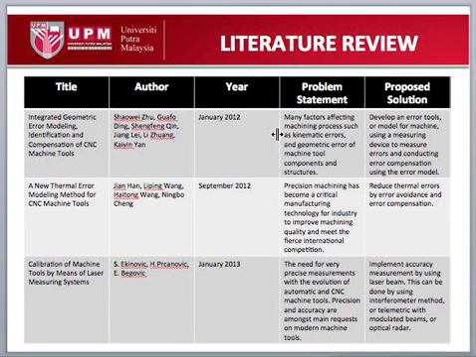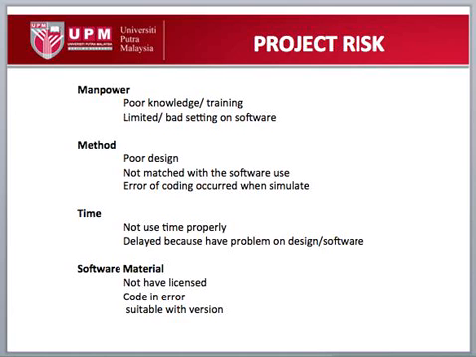Okay, this is the literature review. And okay, this is my project risk list, including manpower, method, time, and software material. For manpower, there is poor knowledge and training, and limited skill in setting up the software. For the method, poor design not matched with the software used, and errors of coding occur when simulating. For the time, not using time properly and delays because of problems with design or software. And for software material, no license, code in error, and not suitable with the version.